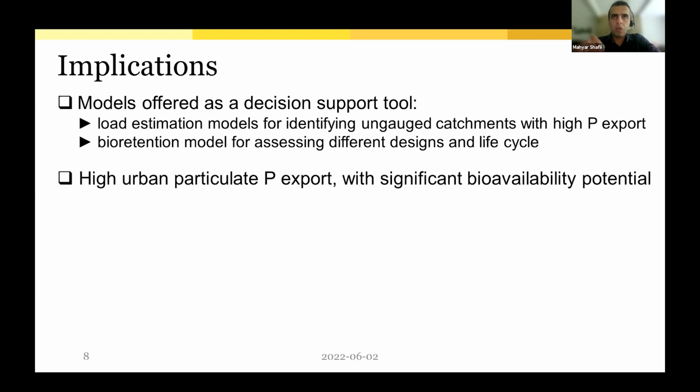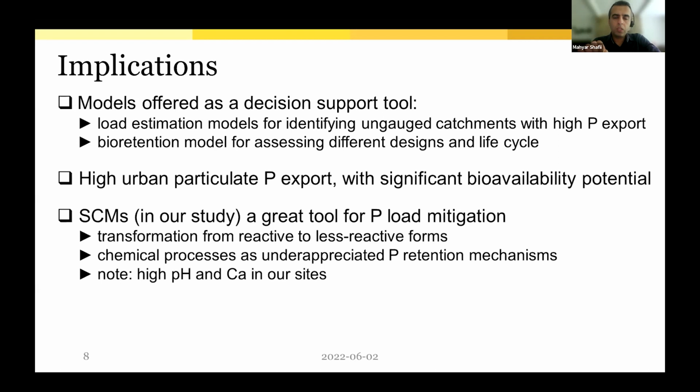So we see a large amount of particulate phosphorus being exported from urban catchments, and there's a significant potential of bioavailability. So that is something which is underappreciated when it comes to nutrient control in urban landscapes. We also see that the stormwater control measures that we studied here are a great tool for load mitigation. There are transformations from reactive to less reactive phosphorus. There is storage in the stable phosphorus pool through chemical processes.